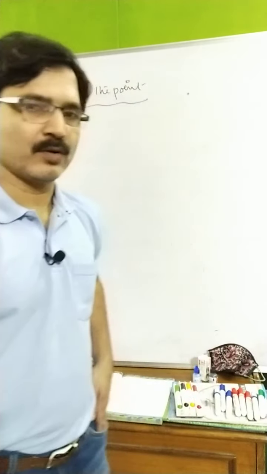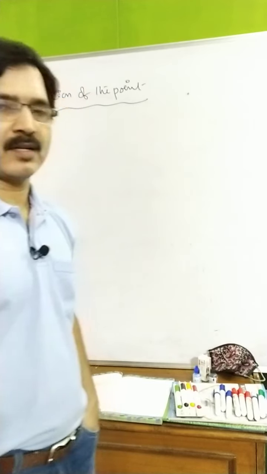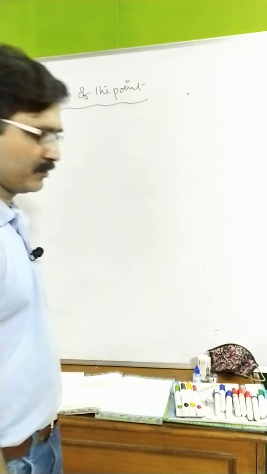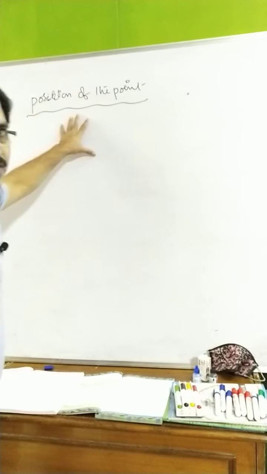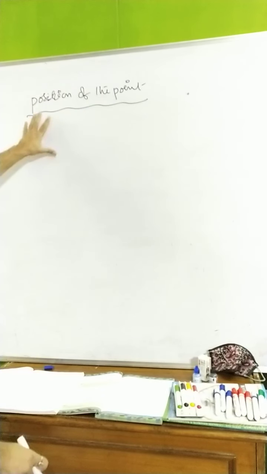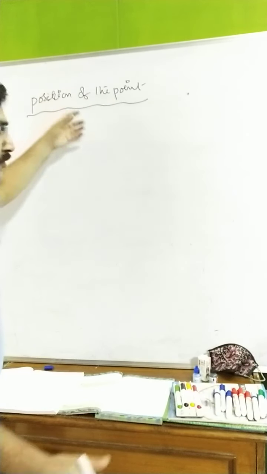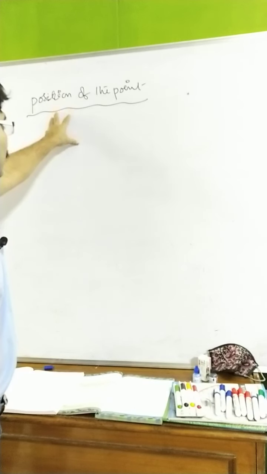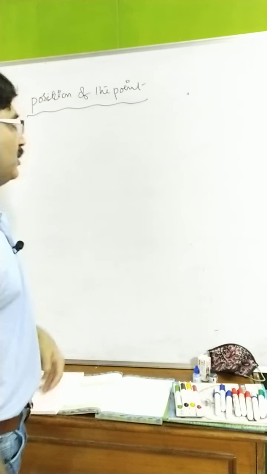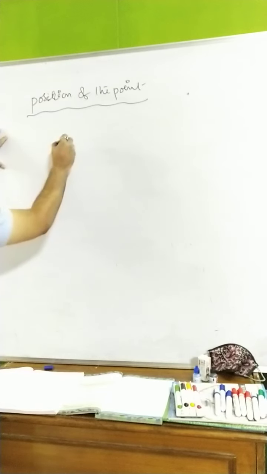Today we are going to discuss circles, second part. We'll start with the position of the circle. Now the question is, how are we going to find the position of the point with respect to the circle? See here, position of the point with respect to the circle.